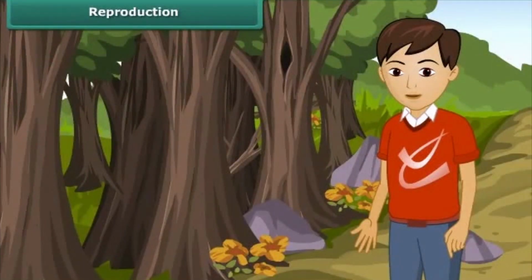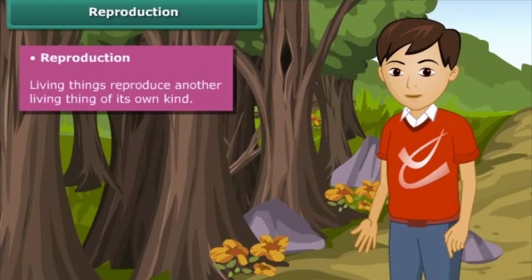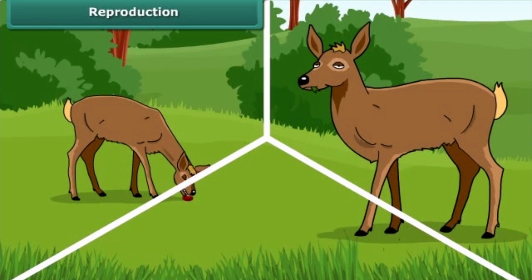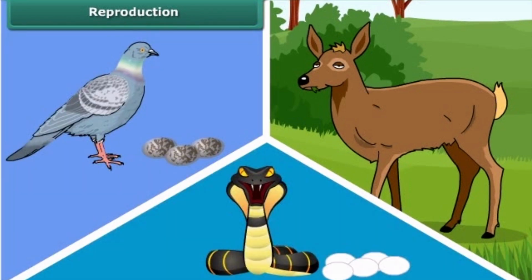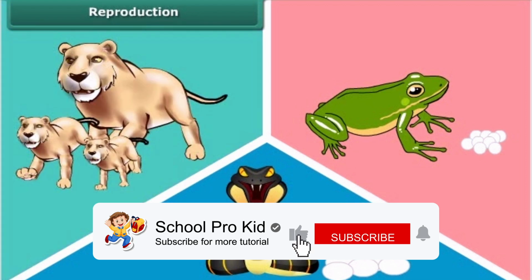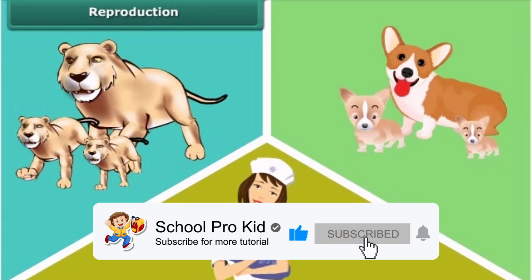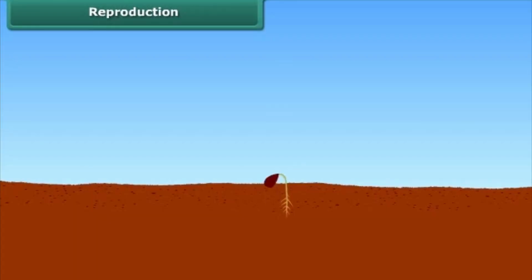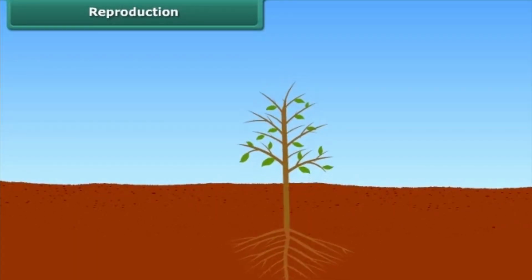A very important characteristic of living things is reproduction. All living things have the ability to reproduce another living thing of their own kind. Animals like pigeons, snake, and frog lay eggs, while some animals like lion, dog, and human give birth to the young ones of their own kind. Plants reproduce through seeds or some other parts of the plants.